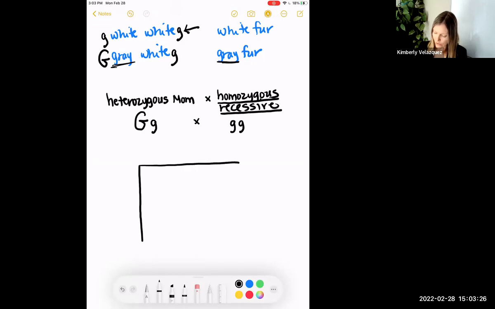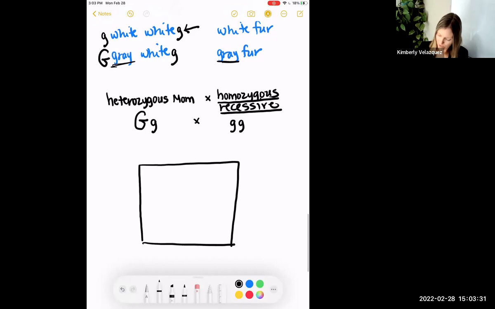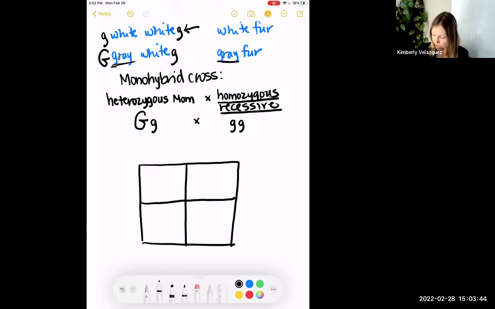When you're just looking at one trait in the square, it's actually called a monohybrid cross. It means you're just looking at one trait. Along the top, it doesn't matter if you do eggs on the top or eggs on the side, but we're going to do possible eggs from mom here on the top, and we're going to do possible sperm from dad on the side here.